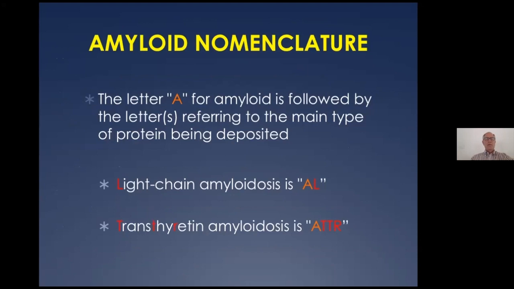So let's look at the amyloid nomenclature so you can understand what these abbreviations mean. First of all, the letter A is for amyloid. That's easy to understand, referring to the main type of protein being deposited. The L after the A is for light chain amyloidosis, and we'll get into that in a little bit. And then the TTR after the A represents the transthyretin amyloidosis, which is what we're going to focus much of this presentation on.